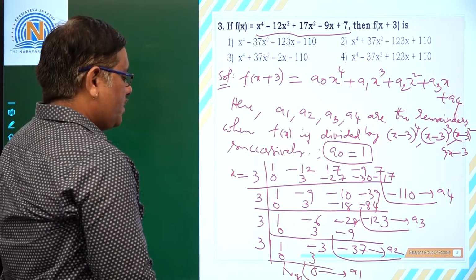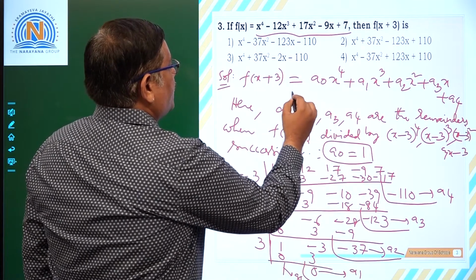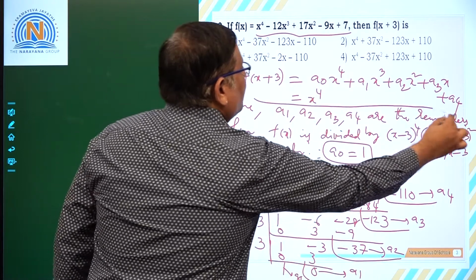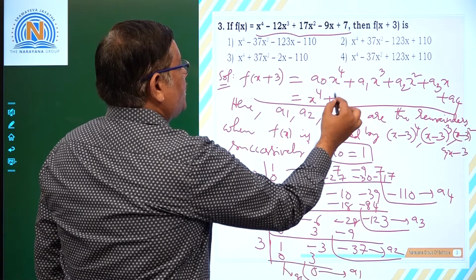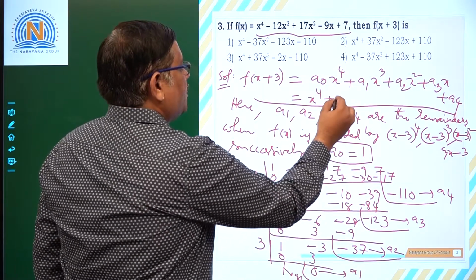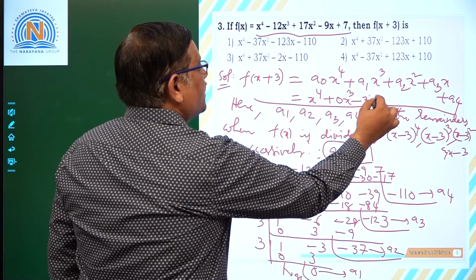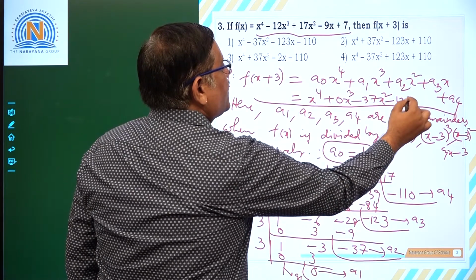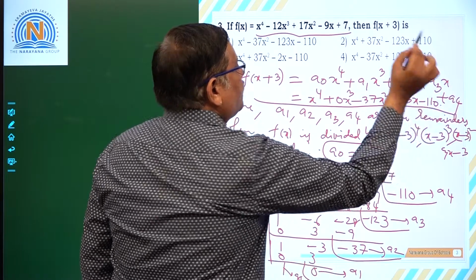So what are the coefficients we got? A0 value is 1, sorry. So this is 1 we have, so that is x power 4. This is the final answer. A1 we got as 0, so plus 0 times x cube, so that is vanished. Next, A2 is minus 37, so minus 37 times x square. Plus A3 is minus 123, that is minus 123 in terms of x. Next A4 is minus 110, so minus 110.